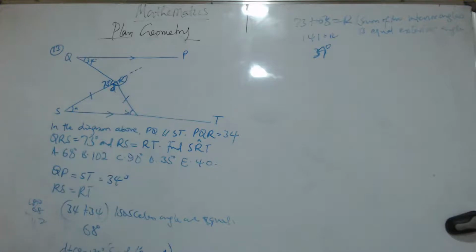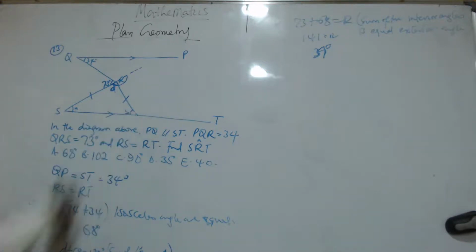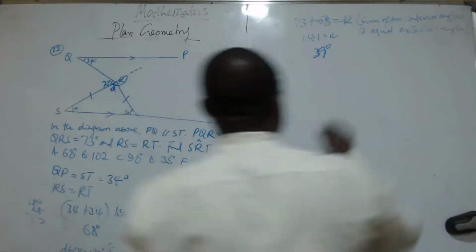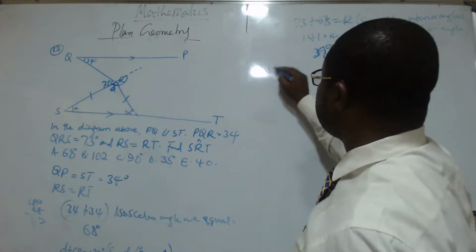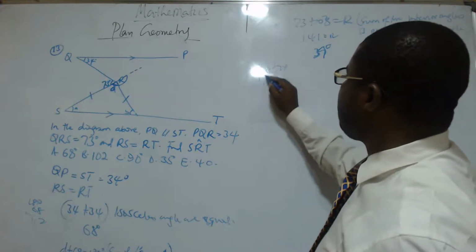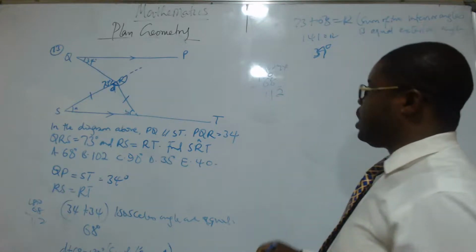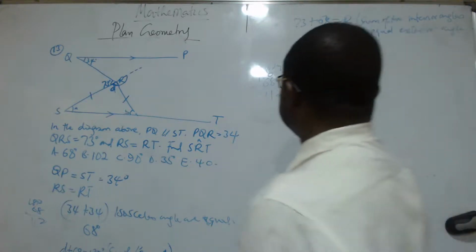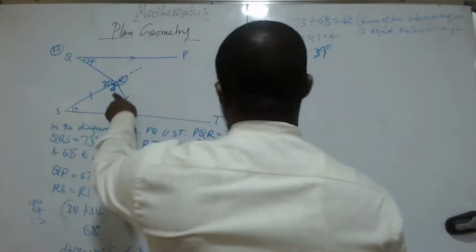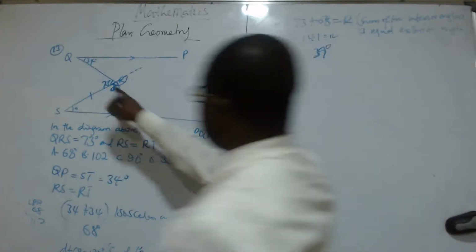Also, don't forget, we can extend this one now. We said the sum of two interior angles is equal to the exterior angle. Here is 34. And when I have 34 plus 34, I have 68. Then 180 minus 68, I have 112, which is this side.